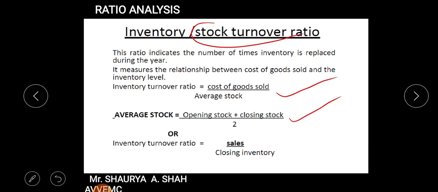Now in some of the sums there will be a situation where they will not give any opening stock. So there we can directly calculate on the basis of sales divided by closing inventory, right? So also remember the alternate formula. In most of the sums we will follow these two formulas only, but in some of the sums when something is missing, then we will use this particular formula. I hope it is clear, each and everyone. Fine. So stock turnover ratio is the first activity ratio.